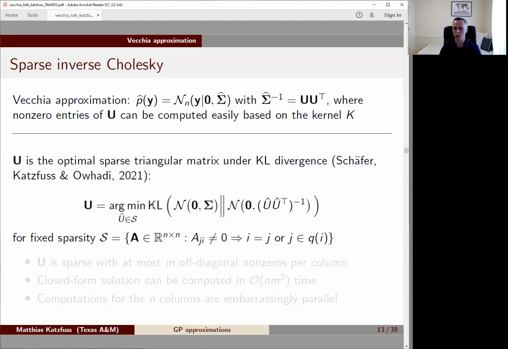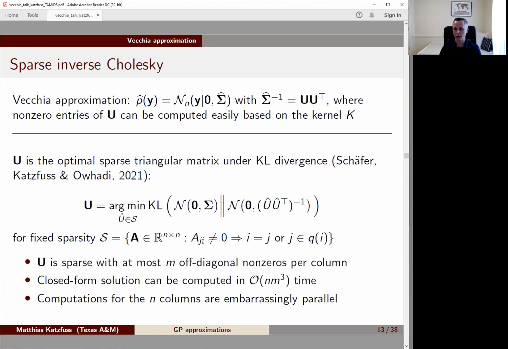And now we try to solve this optimization problem, namely we want to find the U hat in the sparsity set that minimizes the KL divergence between the exact distribution, this normal distribution with mean zero and covariance matrix sigma, and a normal distribution that is implied by this U hat. This looks like a very, very complicated non-convex optimization problem. But it turns out that the U from our Vecchia approximation is actually the optimal sparse triangular matrix that solves this optimization problem.